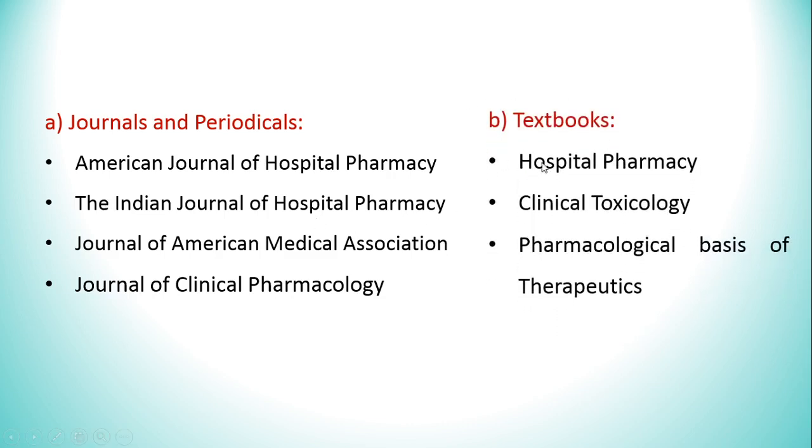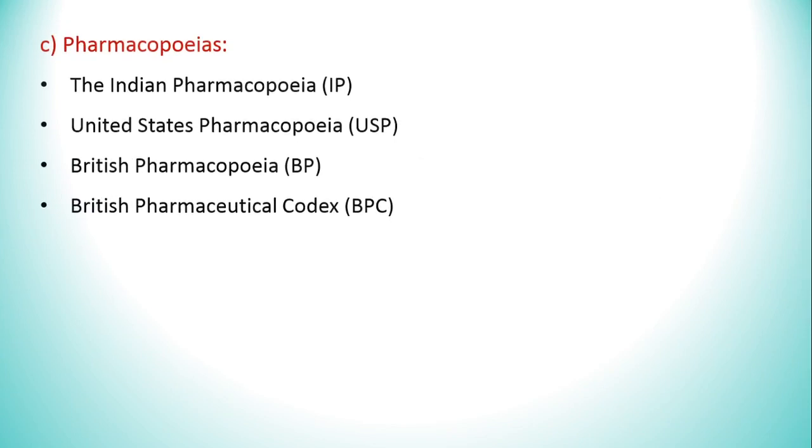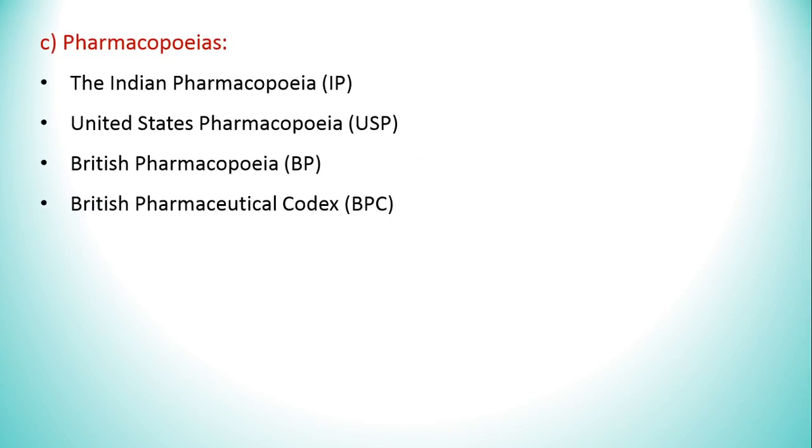Also by using some textbooks like Hospital Pharmacy, Clinical Toxicology, Pharmacological Basis of Therapeutics, the authentic information will be gathered, so it helps to know the drug and its formulation. Also from some official books like pharmacopoeias: the Indian Pharmacopoeia, that is IP, United States Pharmacopoeia, that is USP, British Pharmacopoeia, that is BP, British Pharmaceutical Codex, that is BPC. By using these official books you will get the information on the drugs.